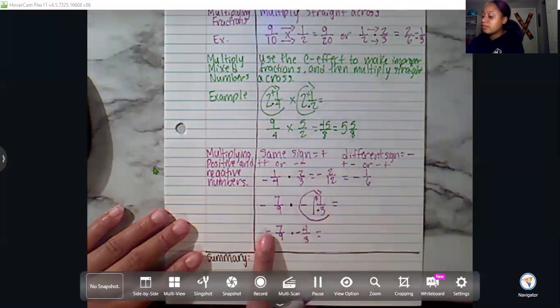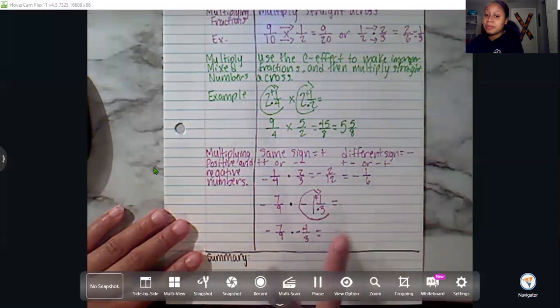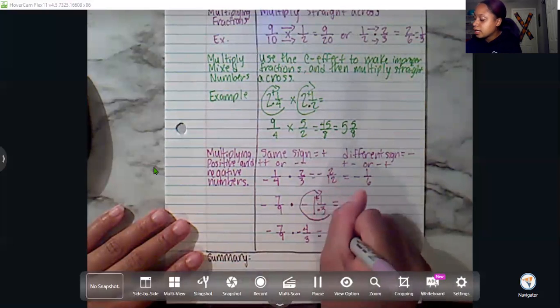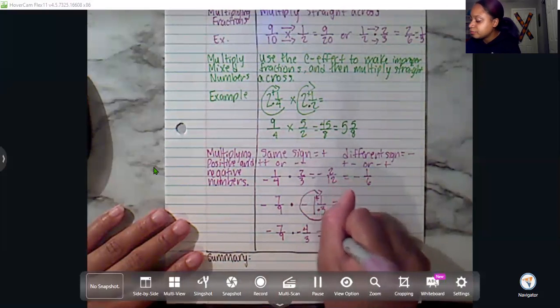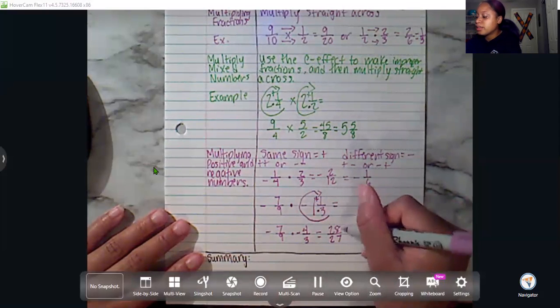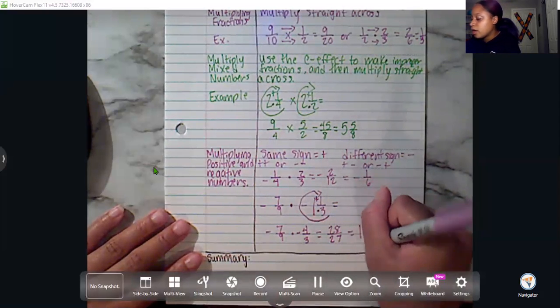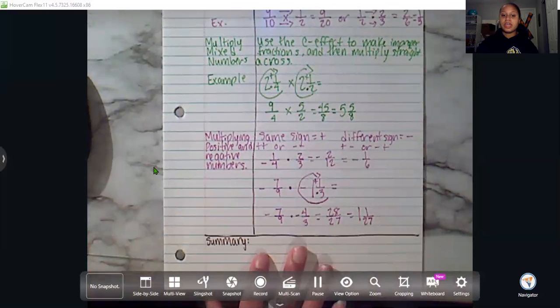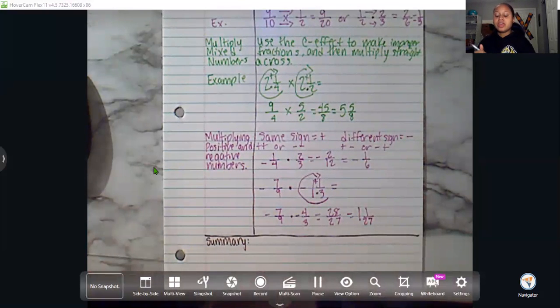So now I know that a negative times a negative should give me a positive, so my answer should be positive. Now we're just going to multiply across. 7 times 4 is 28. 9 times 3 is 27. And then I can simplify this further. There's 1 27 within 28, so 1 and 1 remainder over 27. Final answer.